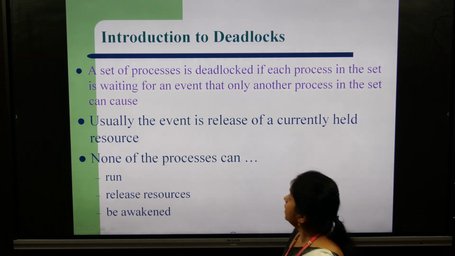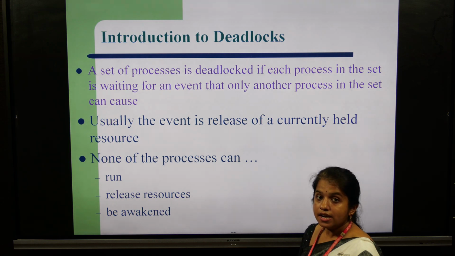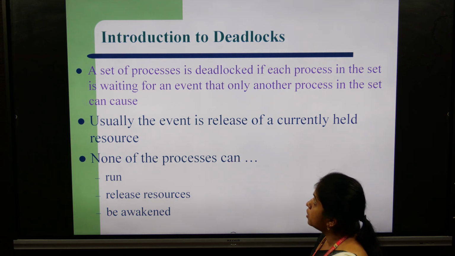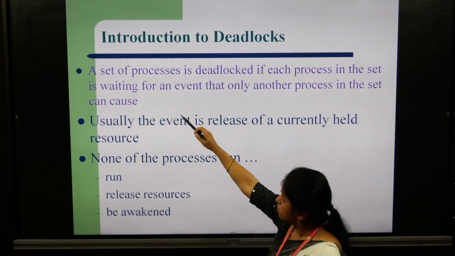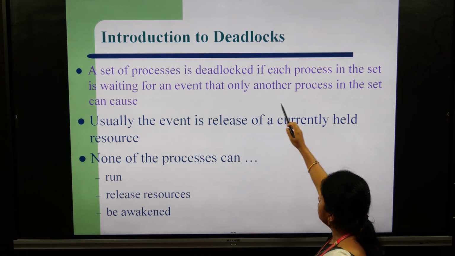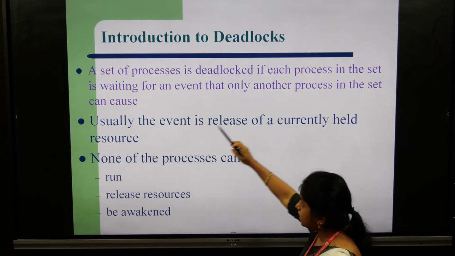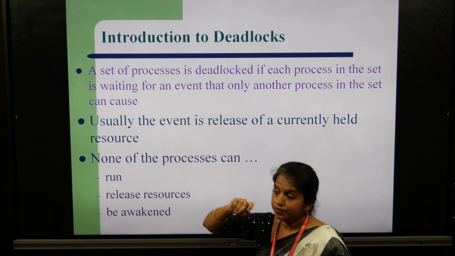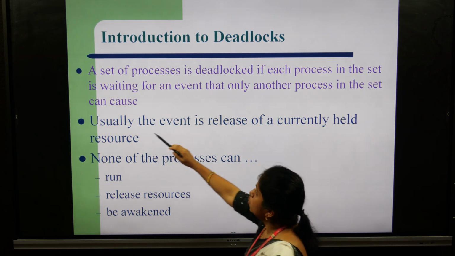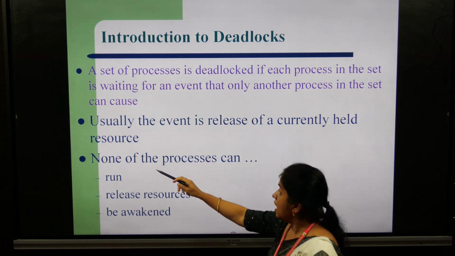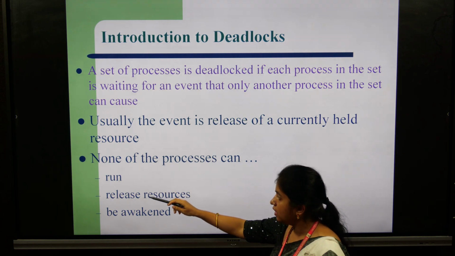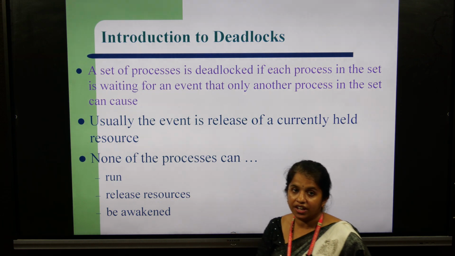The next one is an introduction to deadlocks. A set of processes is deadlocked if each process in the set is waiting for an event that only another process in the set can cause. Usually the event is the release of a currently held resource. None of the processes can run, release, or be awakened.